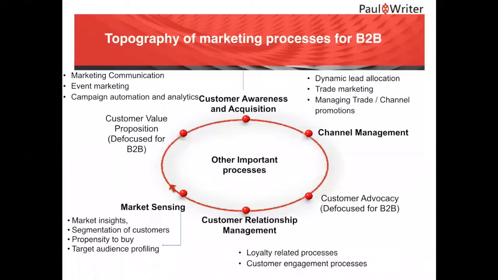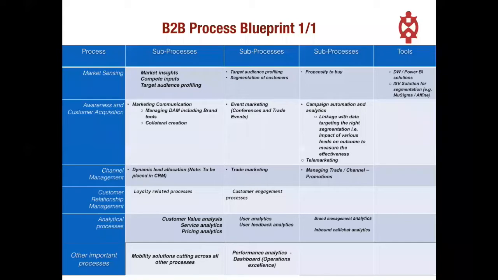So the topography of the marketing processes for B2B has been covered in other episodes as well. We're talking about the customer value proposition, the awareness and acquisition, the CRM, the market sensing, and this is primarily for B2B. You look at each of these sub-processes, and then again, as advised, you break it up and match it to a tool that is required. So if I look at B2B, and you'll have to do the same for B2C, but it's a little more complicated. So I've just done a sample for B2B.